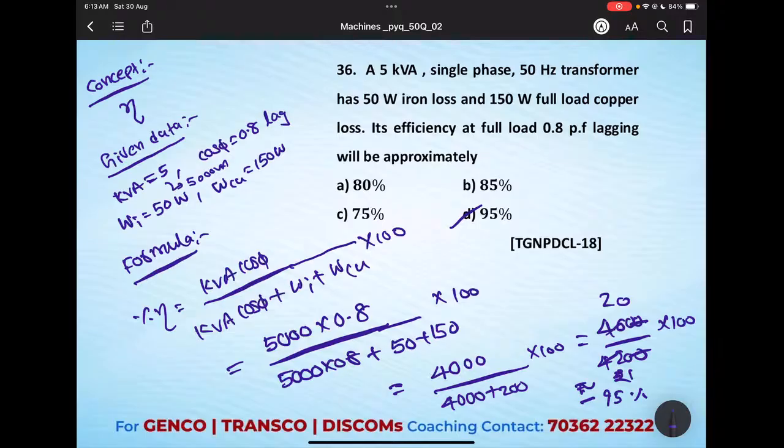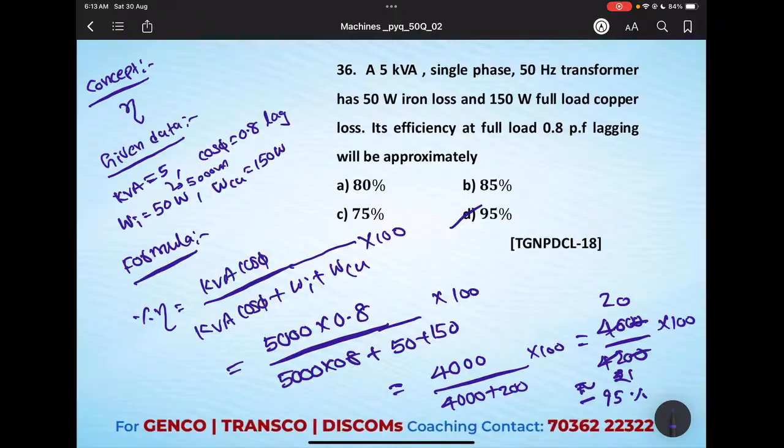Without doing all this calculation, by seeing the options themselves we can solve. If you see the options A, B, C, D, they are almost all different, not nearby. Some questions will give 95, 97, 98 like that, then you need to do the calculations. But here if you observe the options, they are all far apart, so by seeing the options itself we can select.